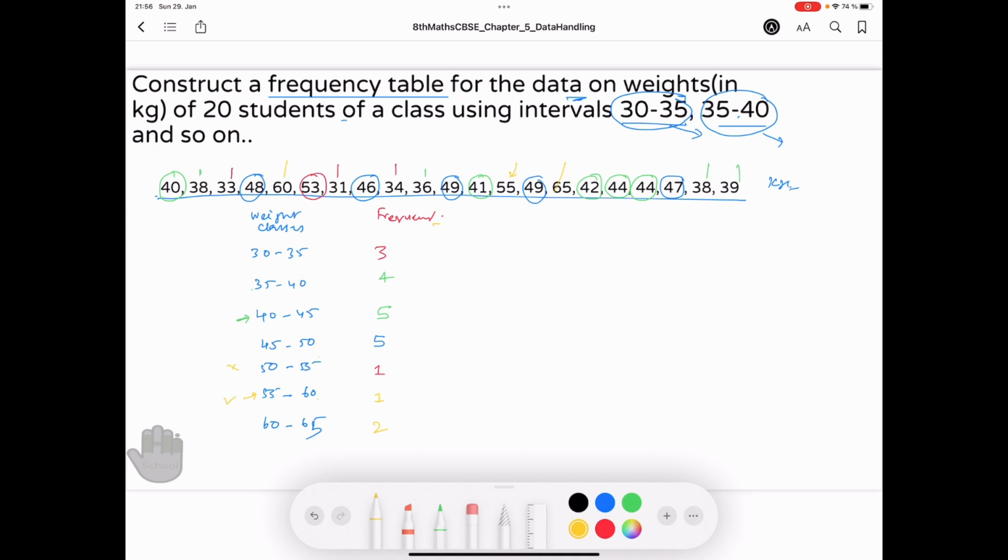Similarly, 60 was there. So 60 is a bordering value which comes into both classes. In the lower class it comes as the higher limit, and in the higher class it comes as a lower limit. So we'll consider it where it is a lower limit, in the higher class, as a convention. Okay, so this is how we construct a frequency table.